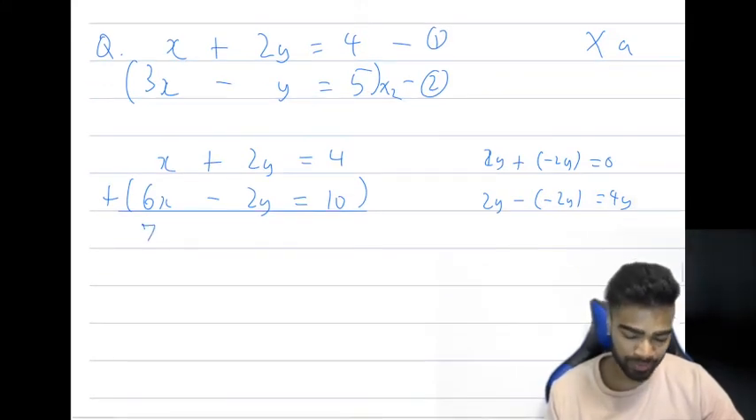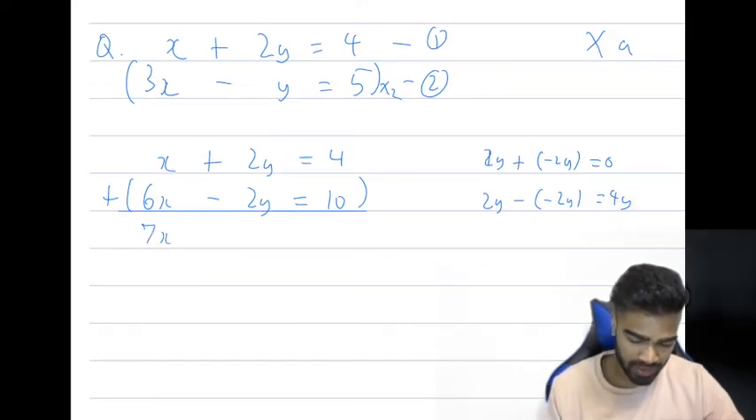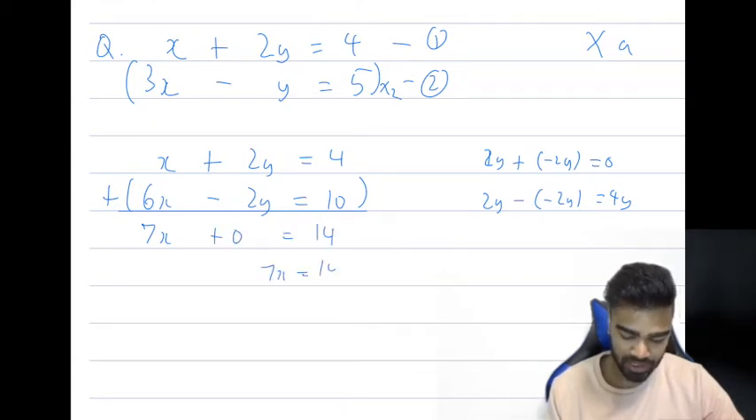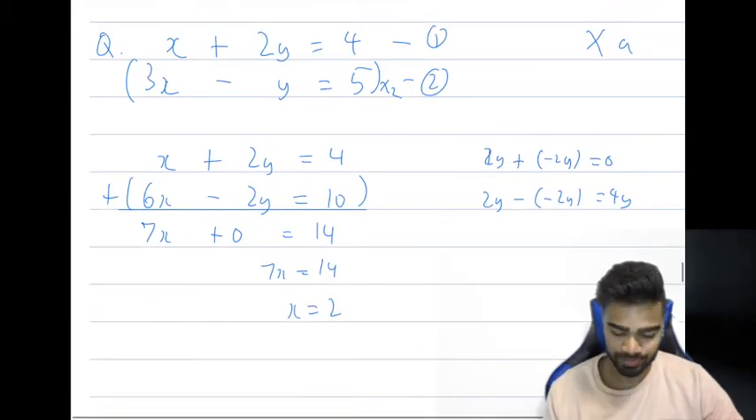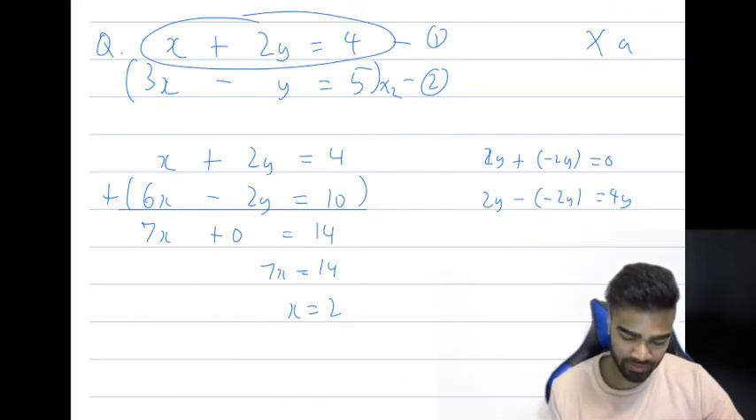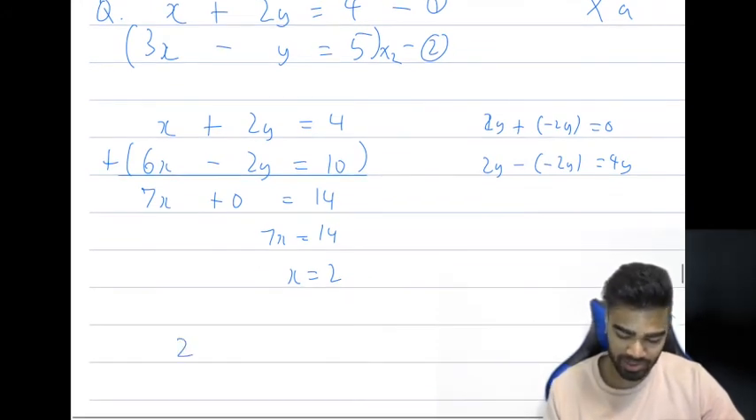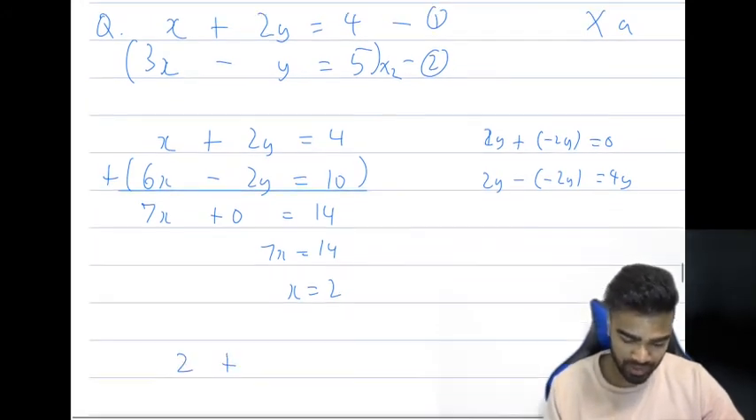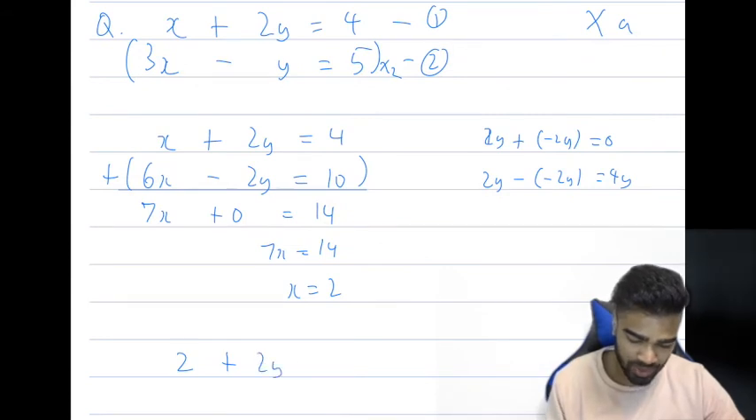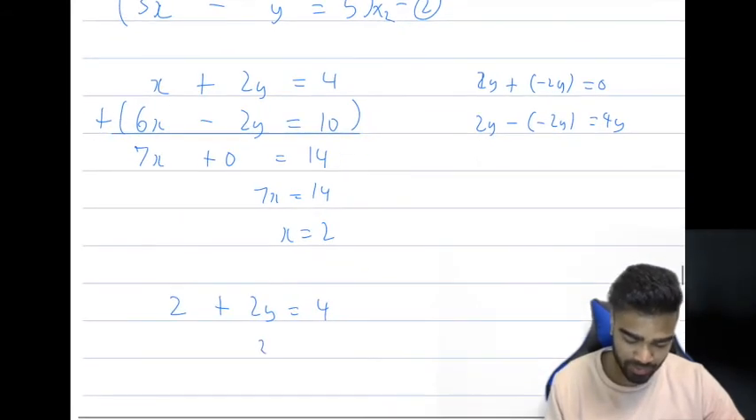I'll keep going. 7x. 2y minus 2y is going to be 0. Is equal to 4 plus 10 is 14. 7x is 14, x is equal to 2. Simple. Sub it into, I think the first equation is easier to sub it into, so let's do that one. 2, so I replace x with 2 into the first equation, plus 2y is equal to 4. 2y, subtract 2, y is equal to 1.